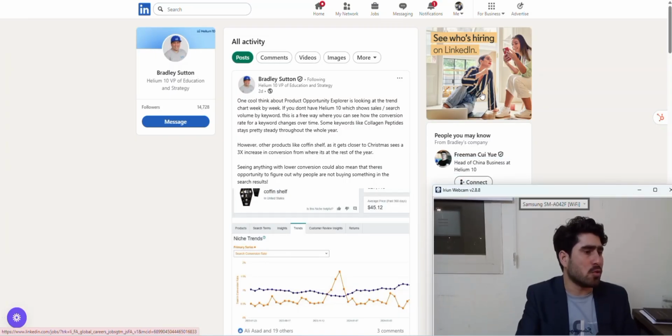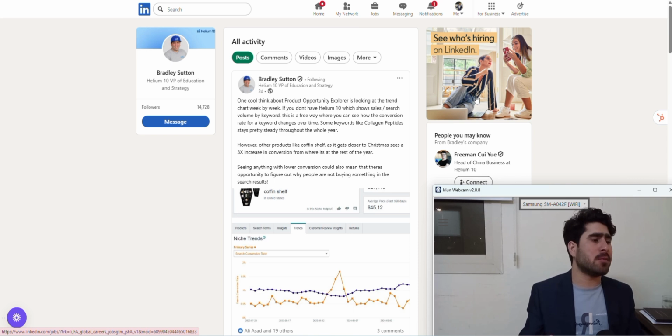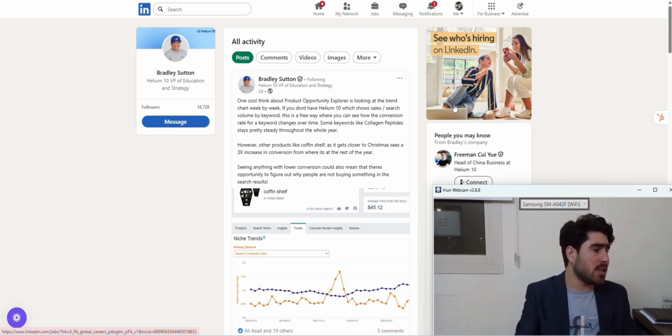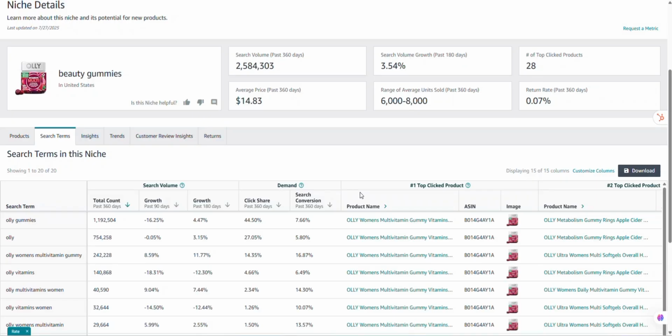How to use Product Opportunity Explorer to find sales, search volume by keyword, click share, and conversion share. So according to a post, if you don't have Helium 10, which shows you search volume by keyword, this is a preview where you can see how the conversion rate per keyword changes over time. So let's see how this tool helps us.